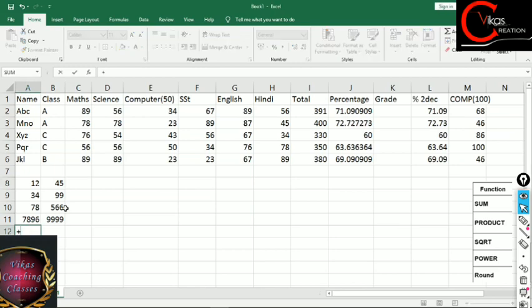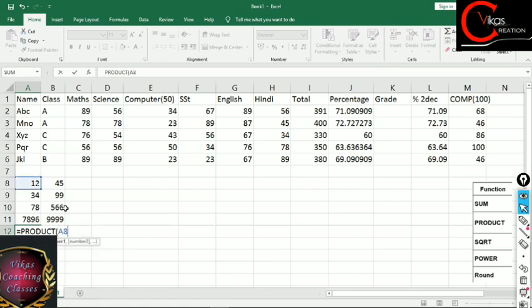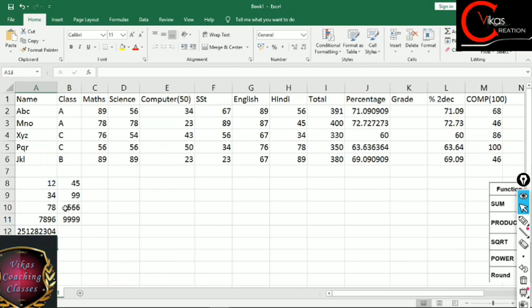I have written equals to PRODUCT, then we have to select our initial cell range. So our first value is in cell A8, so I have written A8 colon A11 because our last value is in A11, and that's it. You have to press the enter key, and here we got our product. As you can see, it just took a few seconds for this application to calculate it.